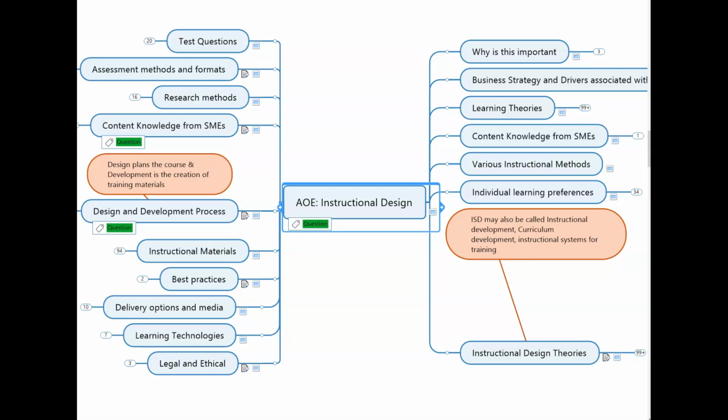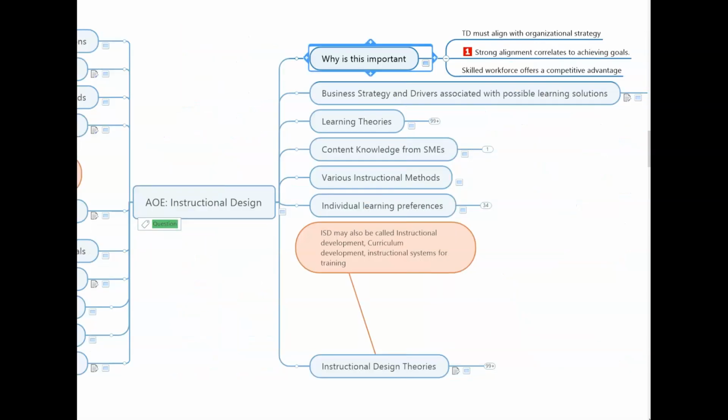Area of expertise, instructional design. Instructional design is important for a few reasons. First, talent development professionals must align with the organizational strategy. Strong alignment correlates to achieving goals, and a skilled workforce offers the company a competitive advantage.